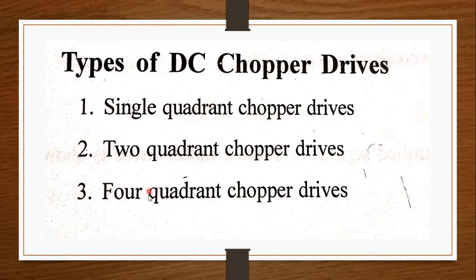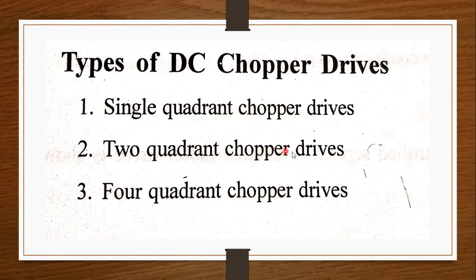A four quadrant chopper drive operates in all four quadrants: first quadrant, second, third, fourth. That means forward motoring mode, forward braking mode, reverse motoring mode, and reverse regenerating mode. This single quadrant is nothing but forward motoring mode, or otherwise forward braking mode, and is called a single quadrant chopper.